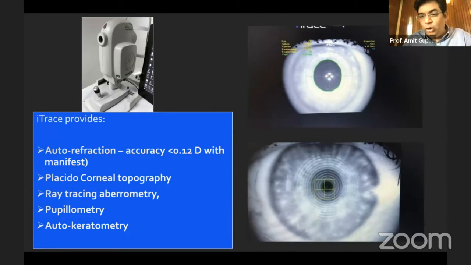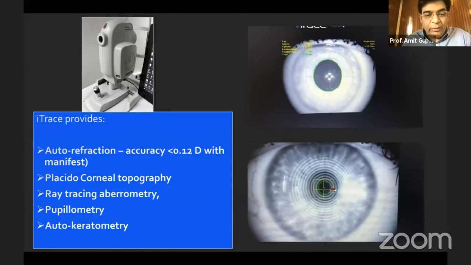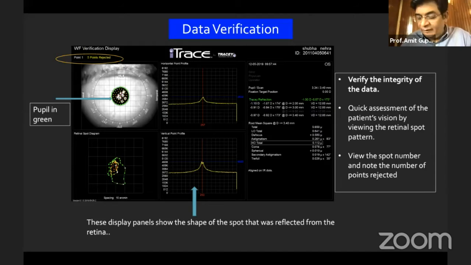So we also have the Placido-based topography of the eye. So we have the autorefractor, which is very accurate. We have a Placido topography. We have the ray tracing. We have the pupillometry, and we have the autokeratometry. So it has a lot of qualities.